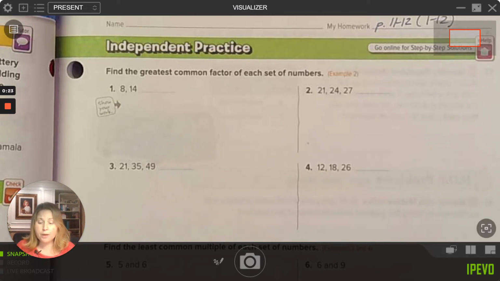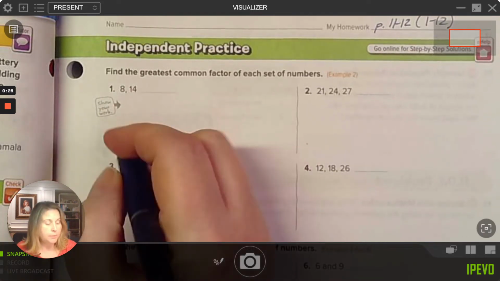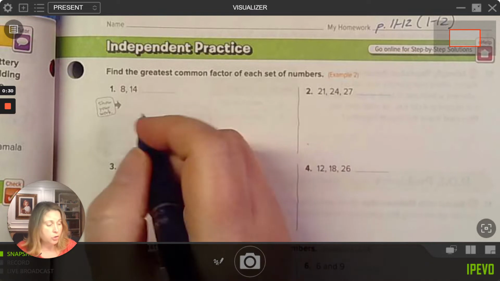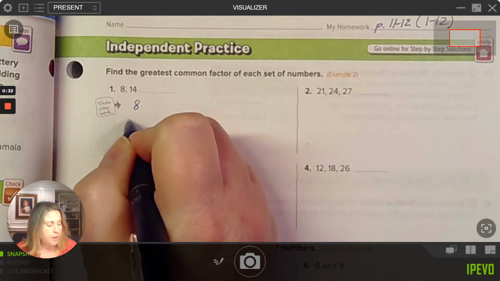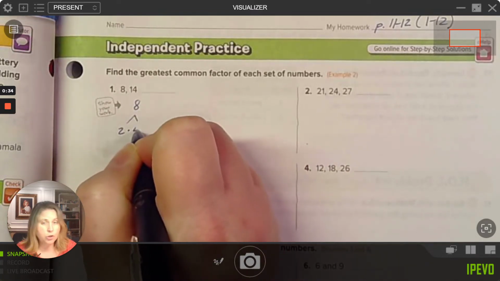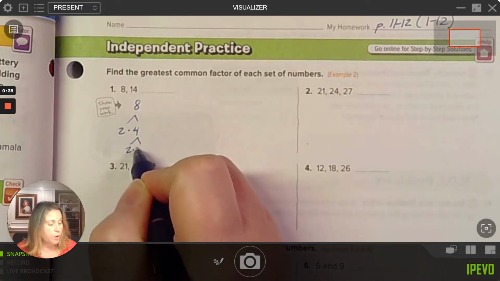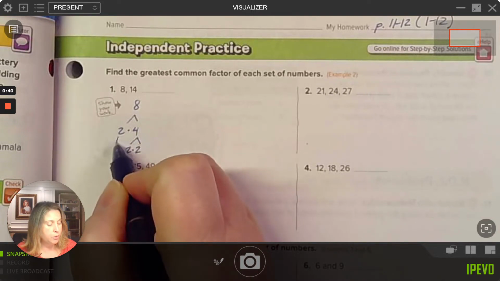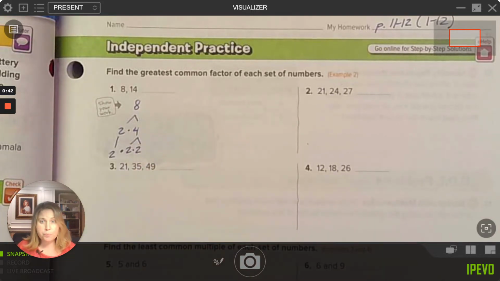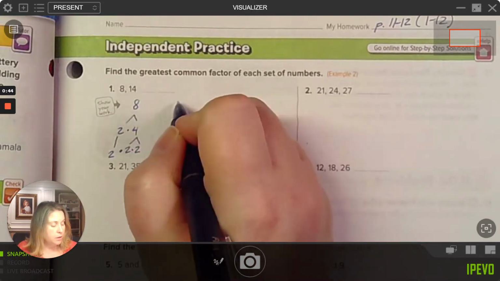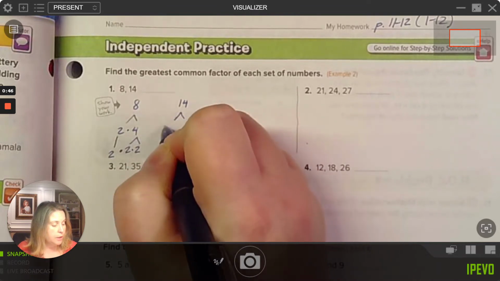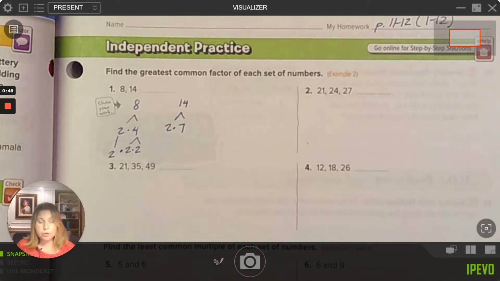Number 1, we are asked to find the greatest common factor for 8 and 14. Let's go ahead and make a factor tree for each of those numbers. 8 can be broken down into 2 times 4, and 4 can be broken down into 2 times 2, and then I'll just bring down that 2. 14 can be broken down into 2 times 7, and both of those numbers are prime.